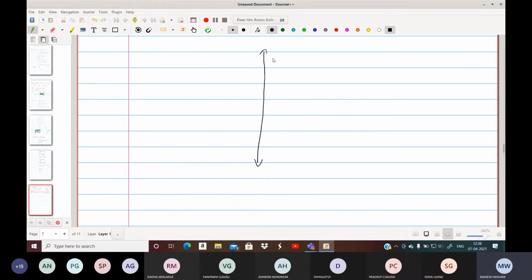Consider this as a straight line for the y-axis. This is also a straight line for the x-axis. Both have this range. And this is the point (0, 0). Okay.